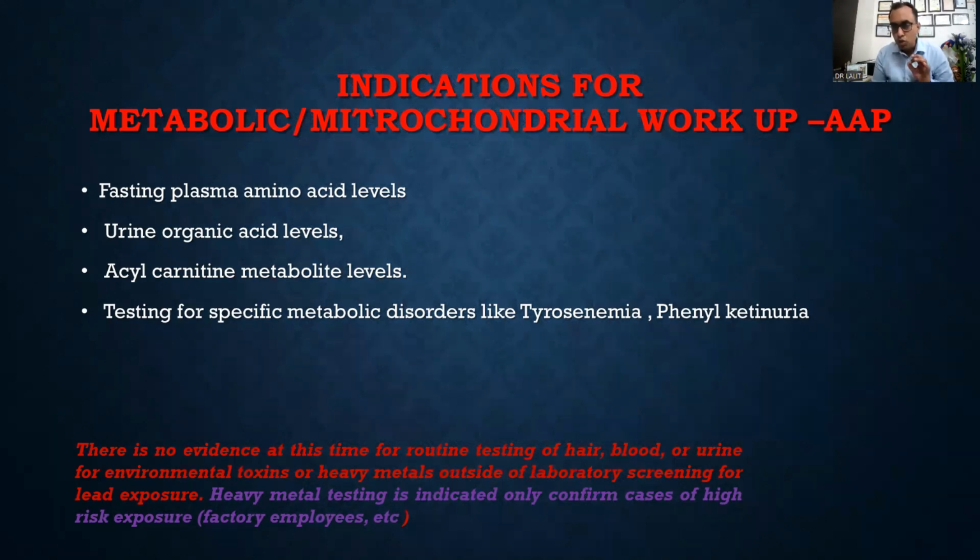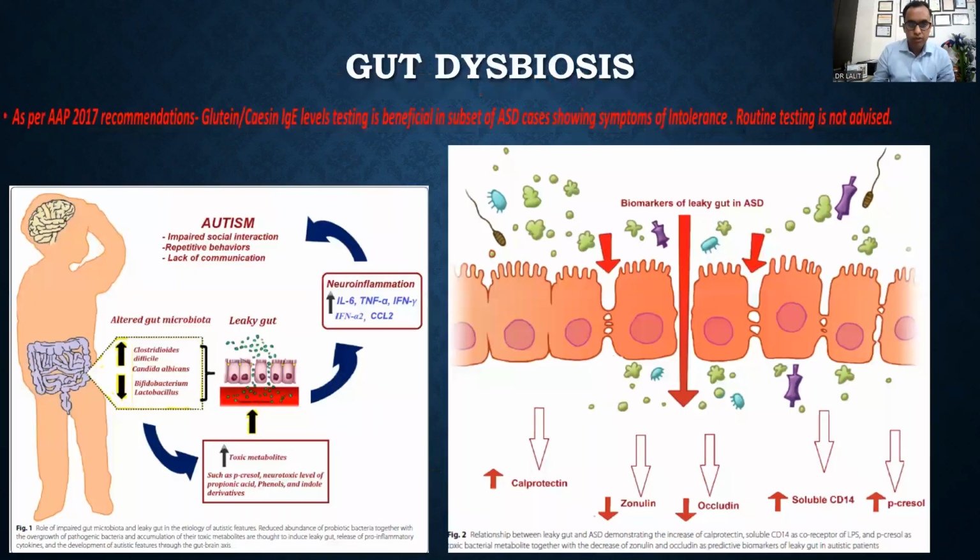Heavy metal testing is only recommended if you are suspecting a case from a high-risk exposure, that is, living near a factory, or a factory or industrial employee working in areas where they are exposed to all these heavy metals. So this is the recommendation which has been given by the American Academy of Pediatrics.